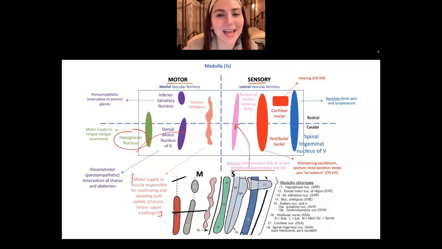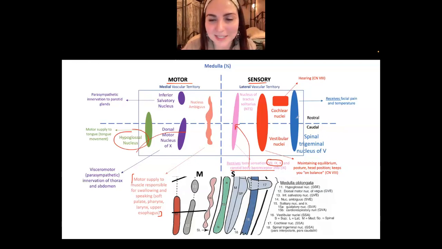And then also the NTS receives taste sensation. Again, this is another example where it's 7, 9, and 10. So all taste sensation, 7, 9, and 10, goes to the nucleus tractus solitarius. This is your vestibular nuclei. The vestibular nuclei is for cranial nerve 8. So it's going to maintain equilibrium. This keeps you on balance, basically. And then you have your cochlear nucleus, that's hearing for cranial nerve 8.